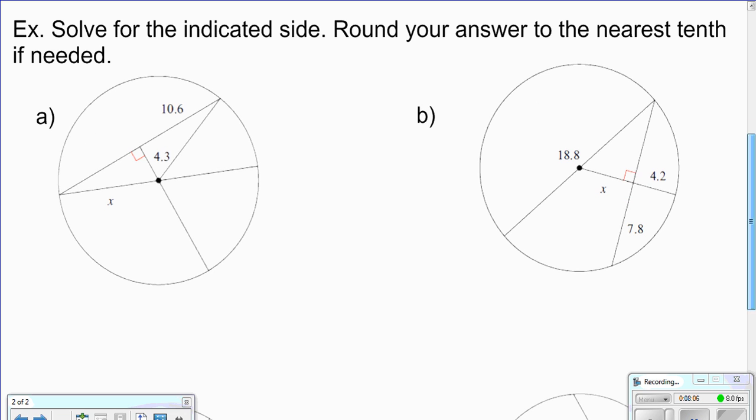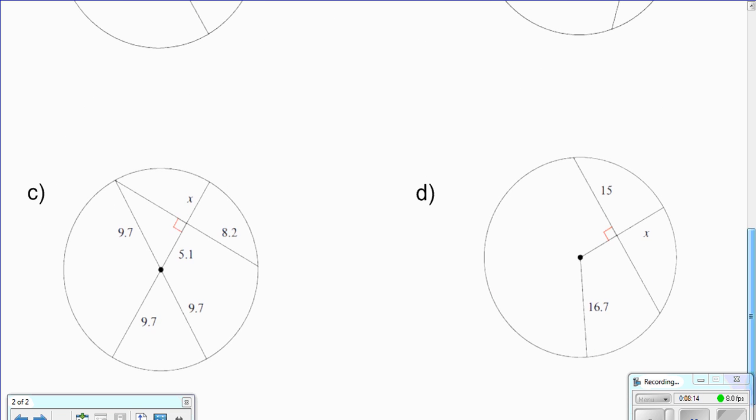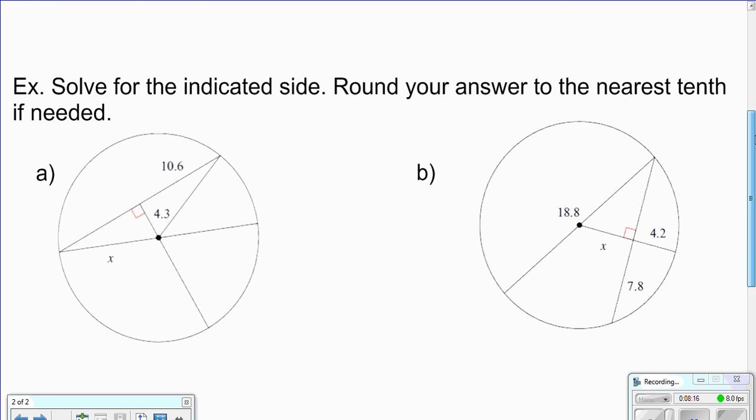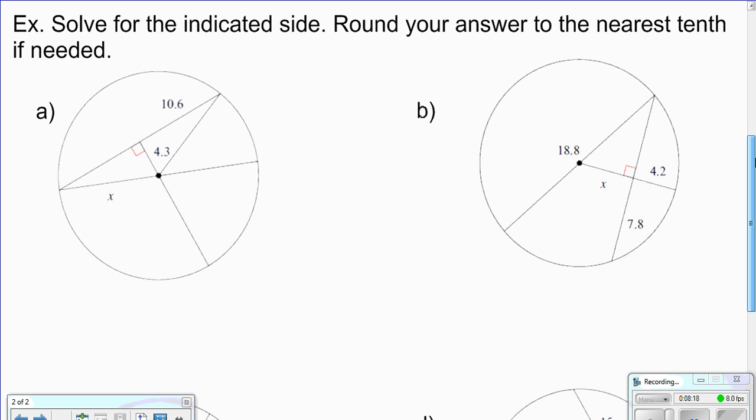Okay, I hope that these questions photocopy dark enough for you for your notes. I know that they were a little bit lighter than I would have liked them to turn out, so hopefully you can see them a bit better on your video.